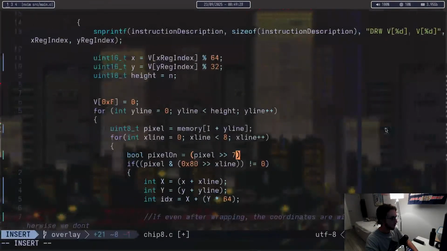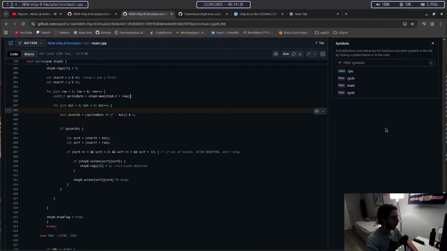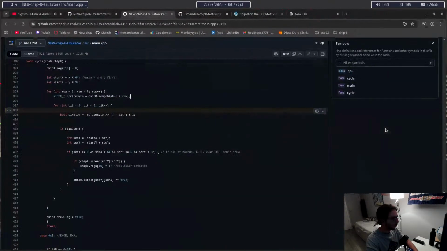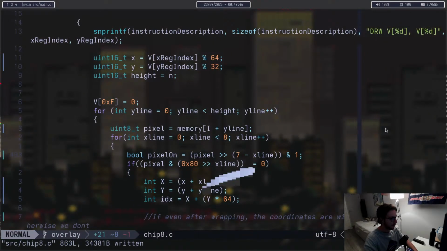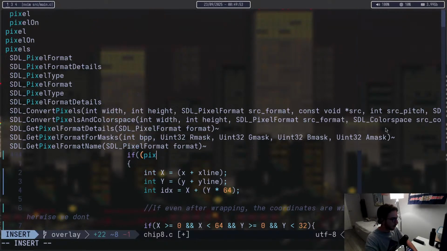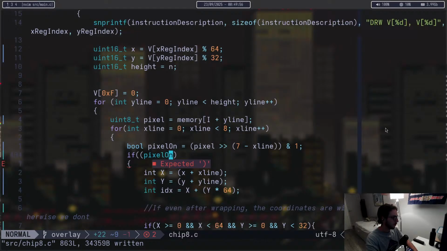By 7. Okay, so wrapped in parentheses as well. 7 minus bit, which in this case is my next line. So if pixel on, then we do all this. Okay.